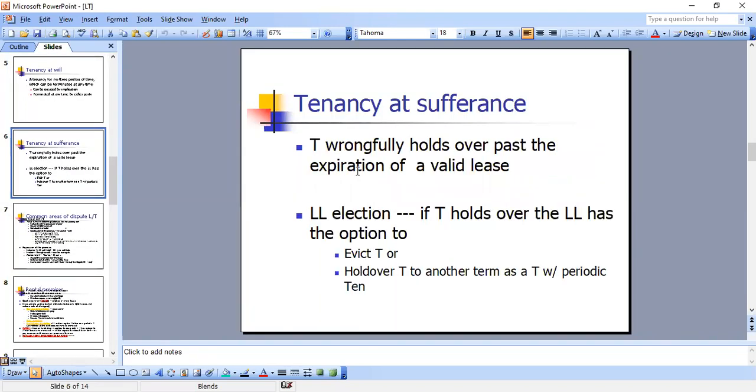Tenancy at sufferance. This is when the tenant wrongfully holds over past the expiration of a valid lease. It expired, it's over, and the tenant wrongfully holds over, holdover tenant. The landlord election, what can the landlord do? So if the tenant holds over, the landlord has the option to evict the tenant or hold over the tenant to another term as a tenant using the periodic tenancy. Okay, so if they decide not to leave and you continue taking their rent, you can hold over the tenant, but the tenant now has to follow the periodic tenancy rules and regulations, okay, which we just went over. You see those on MBEs also.